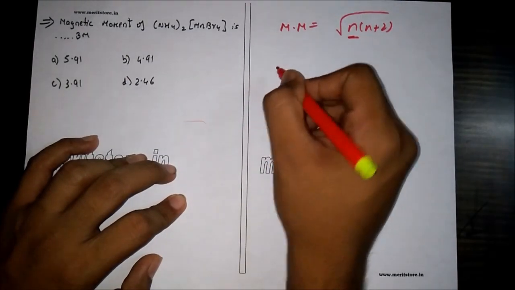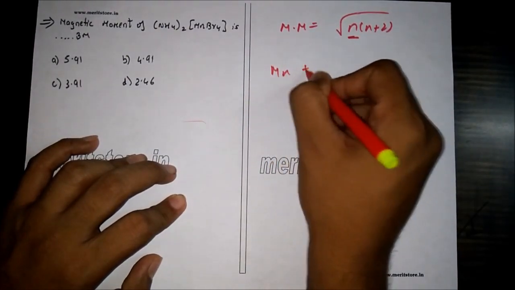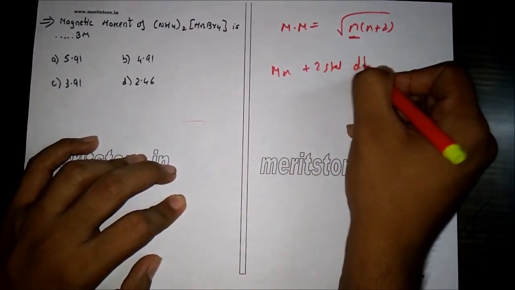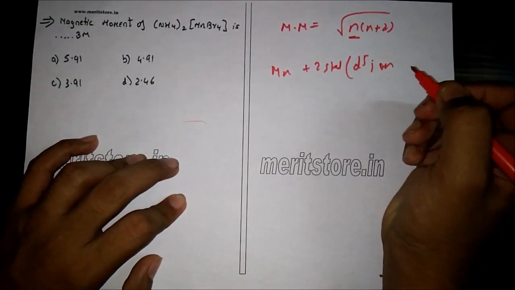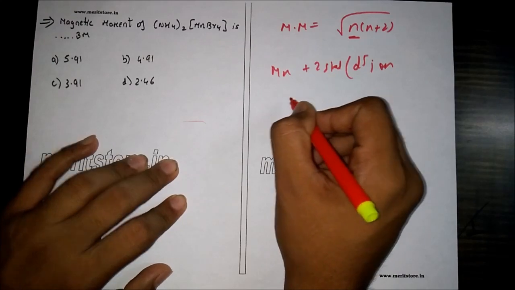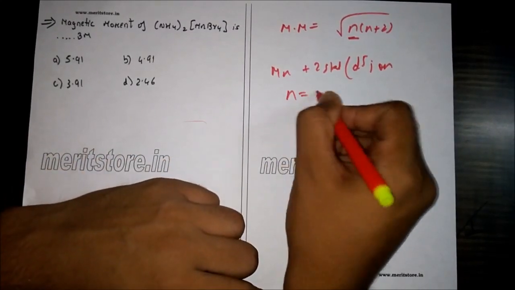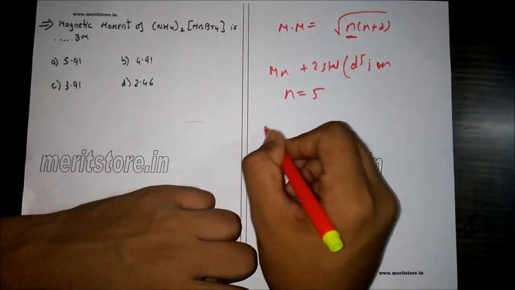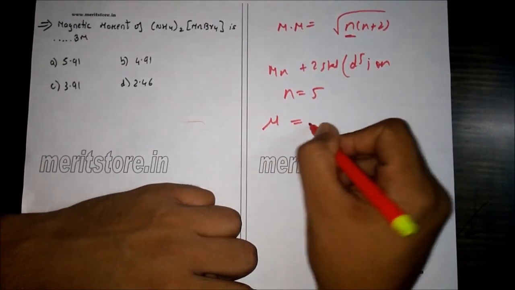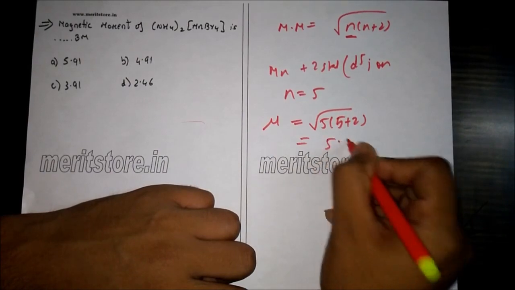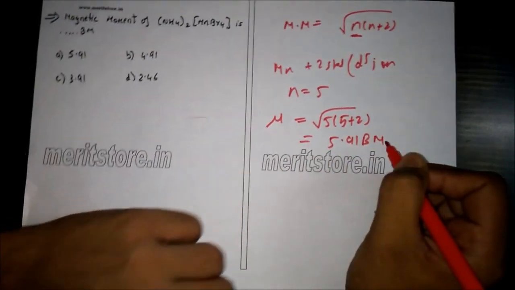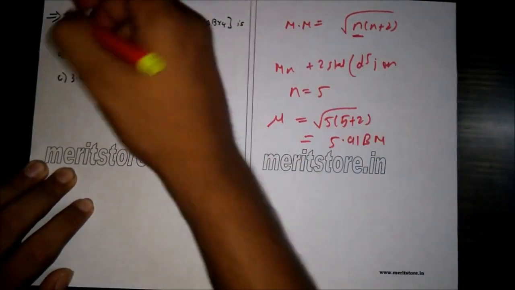Now in MnBr4 2-, Mn is in the plus 2 state, a d5 ion, and in sp3 hybridization. Therefore, the number of unpaired electrons will be 5. Substituting the value, we get mu is equal to root of 5 into 5 plus 2, which is equal to 5.91 BM. The correct answer here is therefore option A, 5.91.